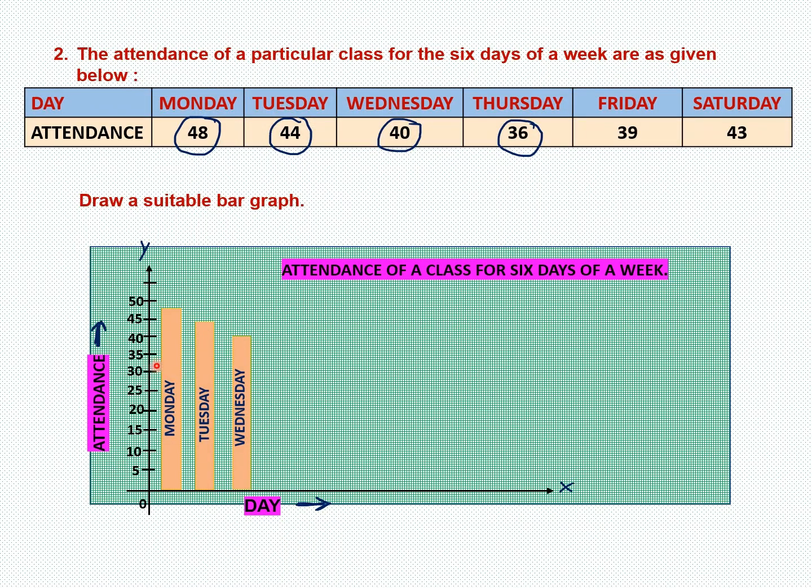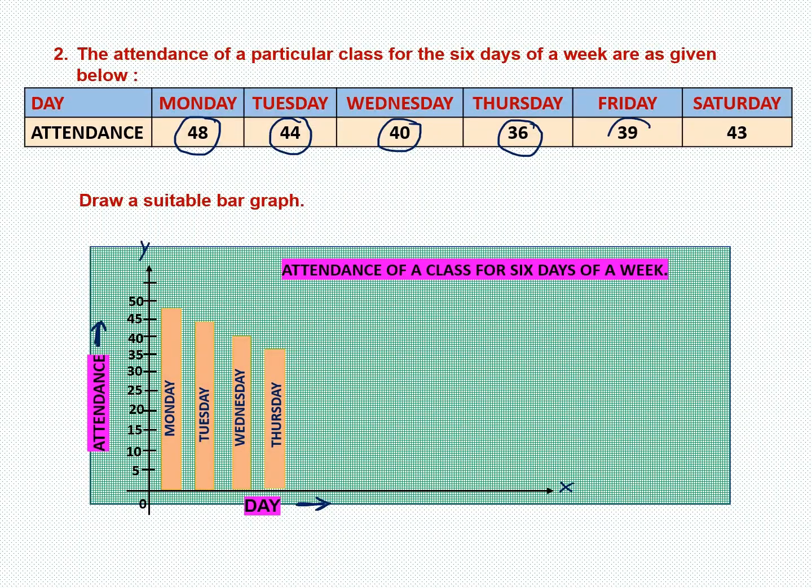Now 35 is here. One line, just one little line above 35 will be 36. So your next bar should come in line with 36. It's just above 35. So that's our bar just above 35. That is for Thursday.